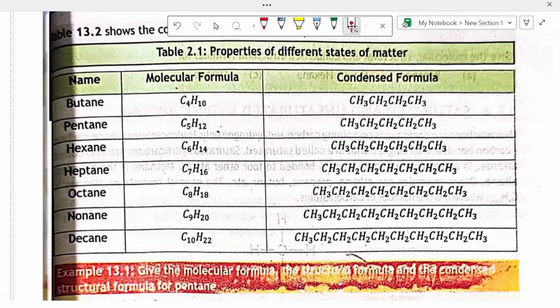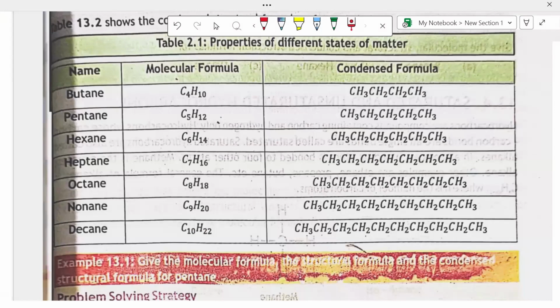Alkane. Yes, because we have "ane" at the end of it. This is their molecular formula. This is their condensed formula and structure formula. We would show how many hydrogens are attached to this carbon? Three. How many hydrogens are attached to this carbon? Two, two, two, two, and three again. When I open it up, that would be my structure formula.